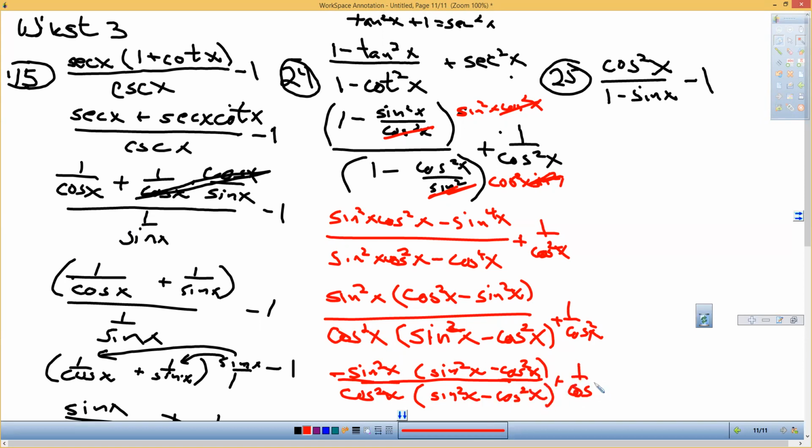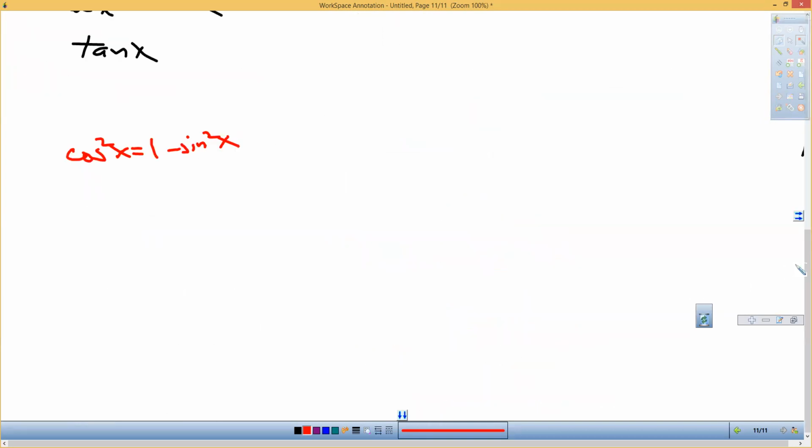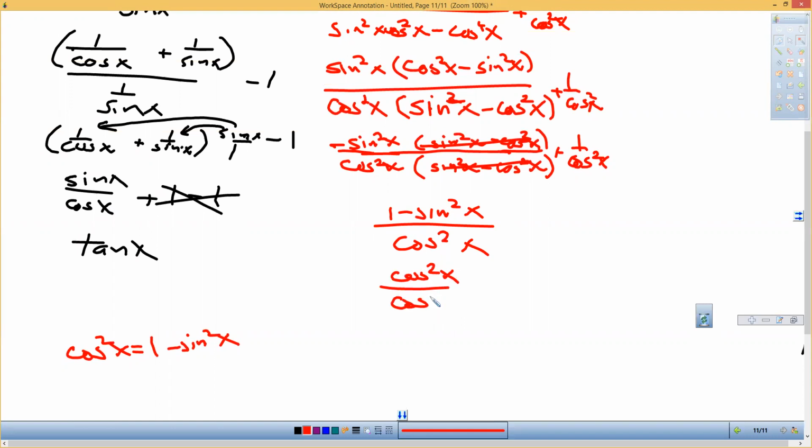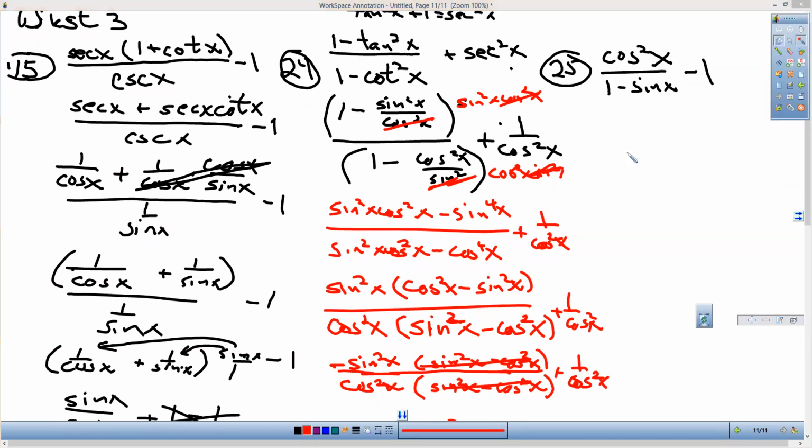Oh, this is working out beautifully now. So this and this reduce. So there's a 1 minus sine squared on top, all over a cosine squared on the bottom. And then the 1 minus sine squared is also cosine squared x. So I put that in from Pythagorean, and those both reduce, and this answer is 1. I'm not sure that's the fastest way to get there, but it works.